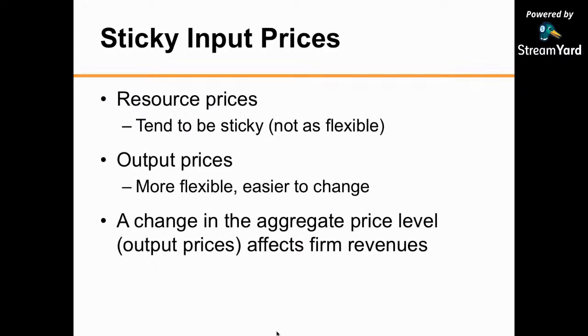So sticky input prices, this is an interesting one here. Resource prices tend to be sticky, and what that means is they're not nearly as flexible as some other items. So output prices are more flexible and easier to change. Output prices can be changed a lot easier, and not all prices are going to adjust at the same time. So a change in the aggregate price level, which is our output prices, is going to affect a firm's revenues, even though their cost stays the same. And what that means is, if the average price level goes up, revenues can go up as well, but costs have stayed the same. If the average price level or total price level goes down, now output prices or selling prices have gone down, but a firm's costs have not gone down, so their revenue has decreased as well.